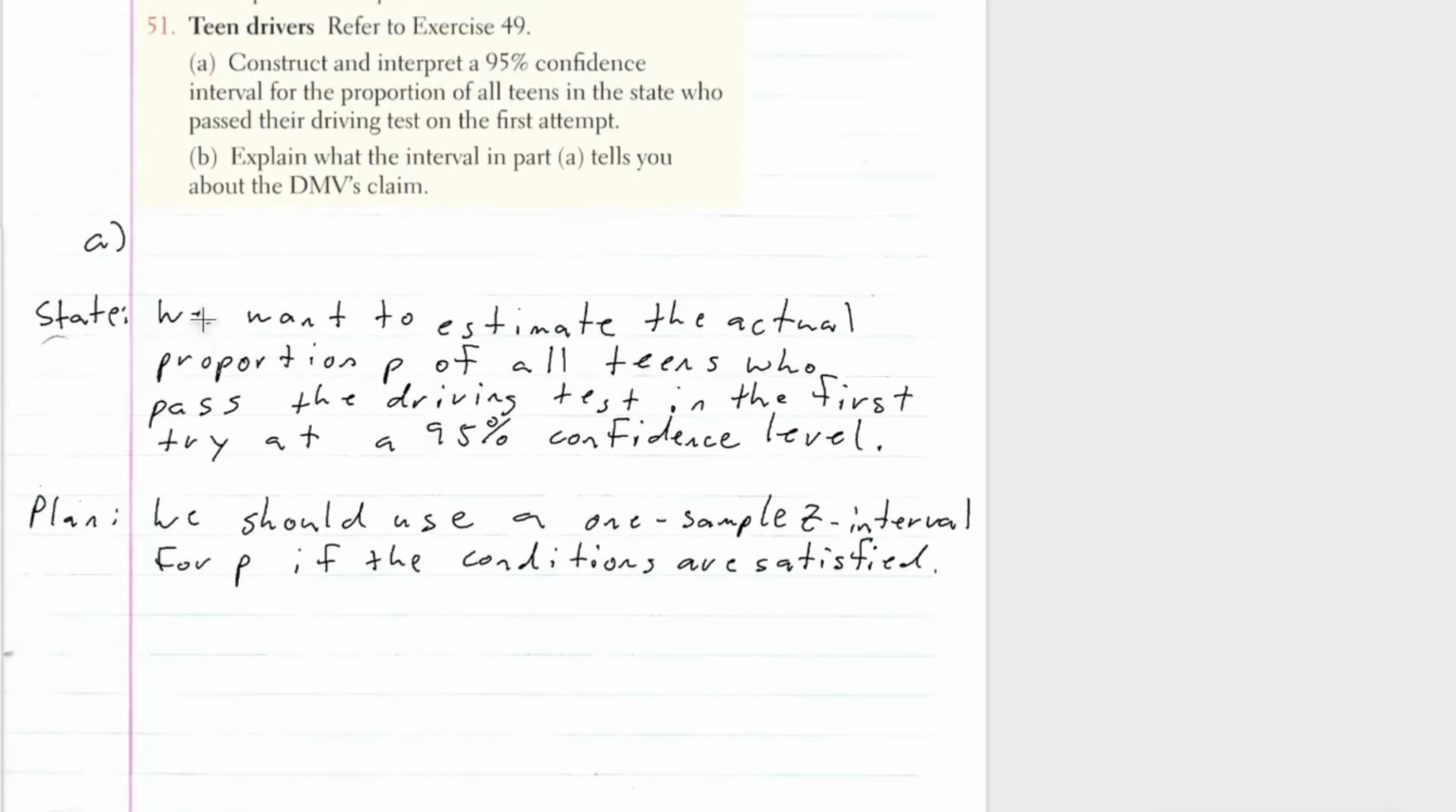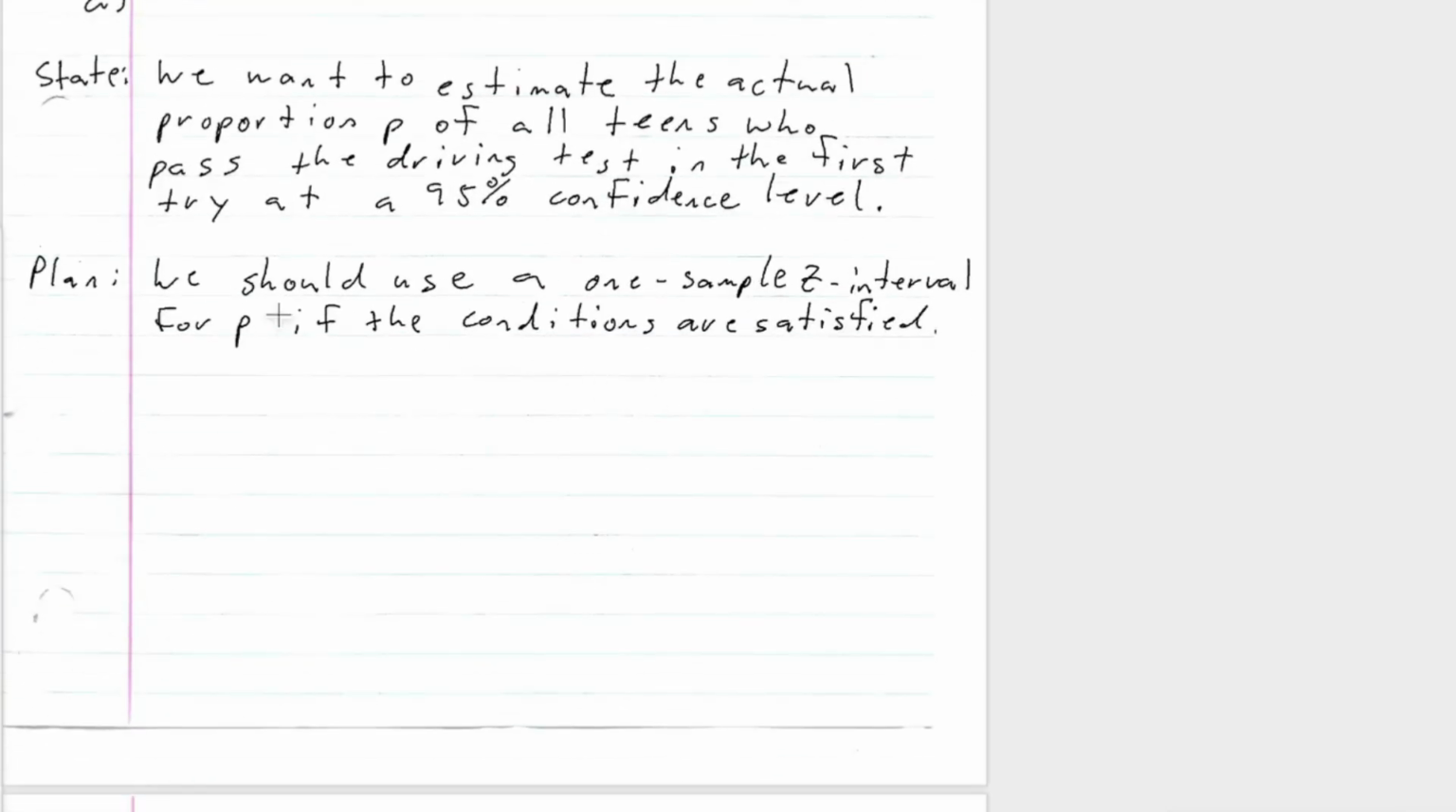So part A, we want to estimate the actual proportion p of all teens who pass the driving test on the first try at a 95% confidence level. So the plan is we should use a one sample z interval for p if the conditions are satisfied. So let's go ahead and check for random. Of course, we know that it is random because the teens were randomly selected.